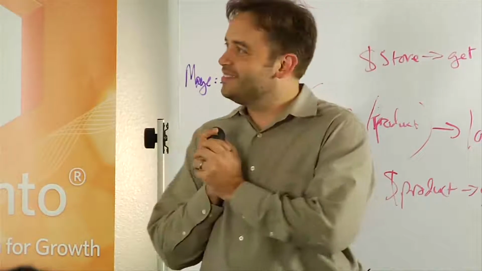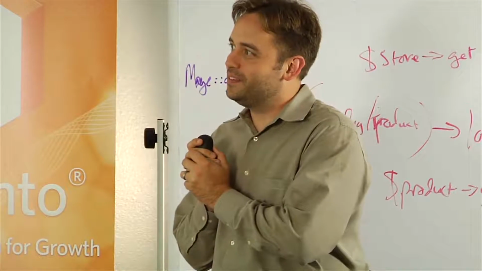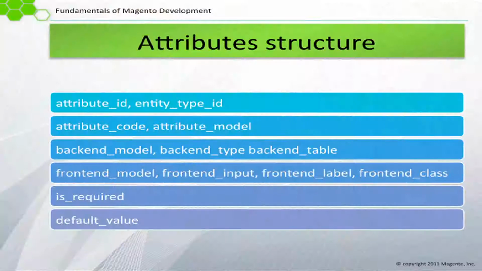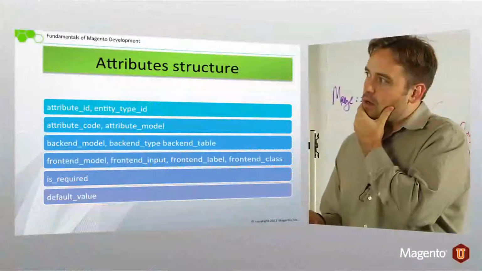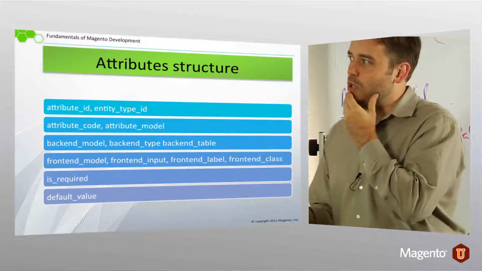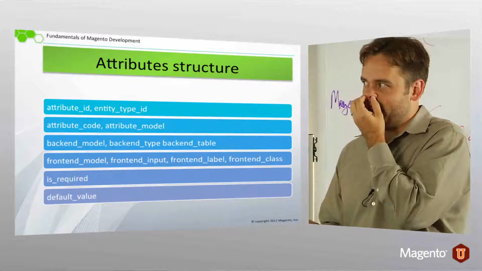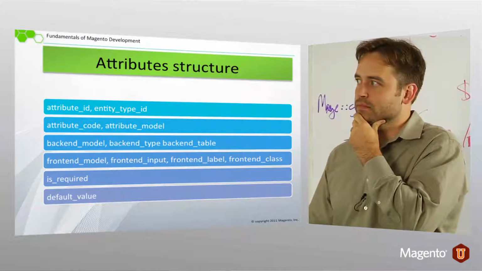That's what we do. Okay, so let's look a little bit more into the attribute structure. So we might have an attribute ID, and an entity type ID, so a connection there between attribute and entity. So we have an attribute code and some class for that attribute. All right? So far, so good.